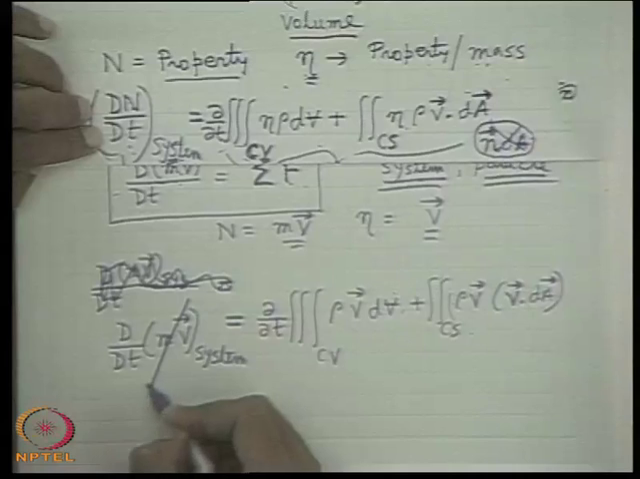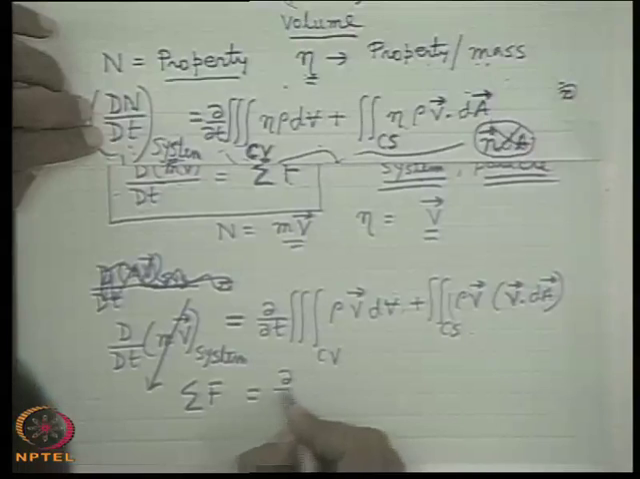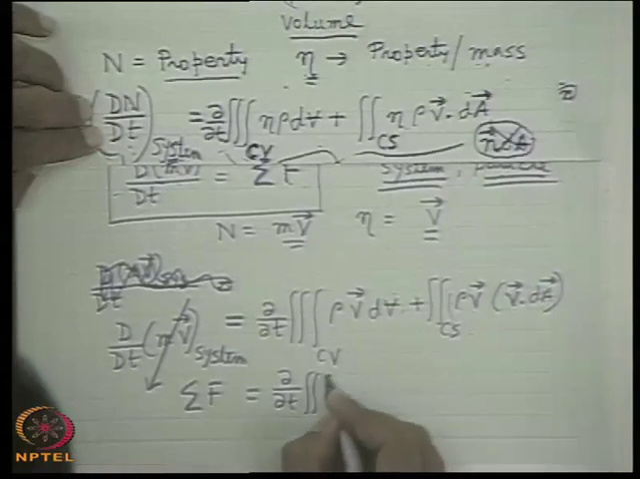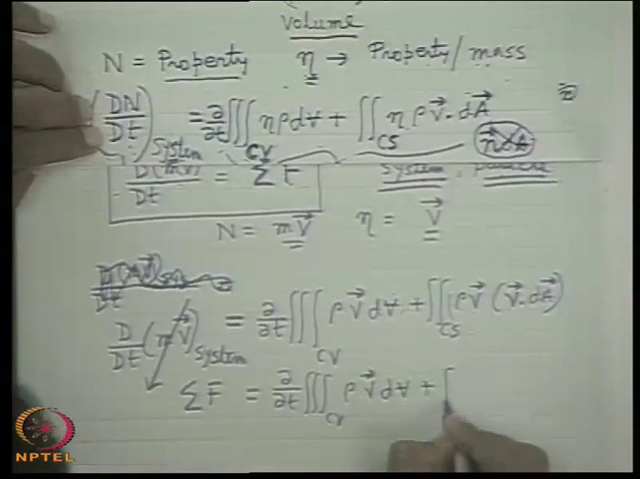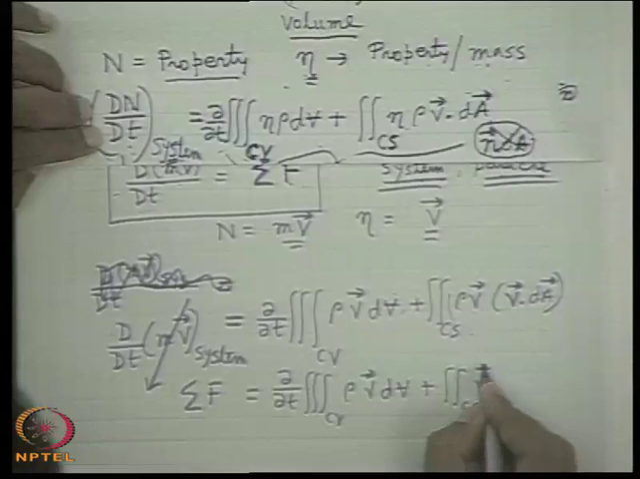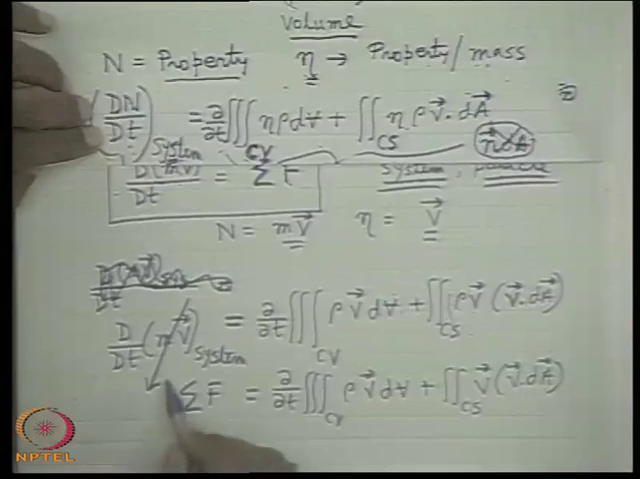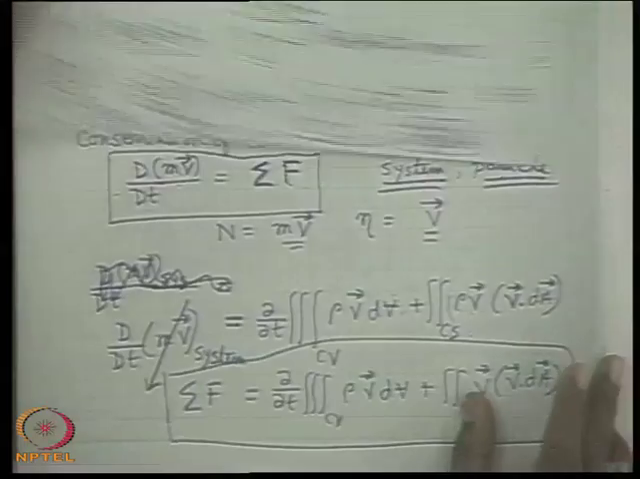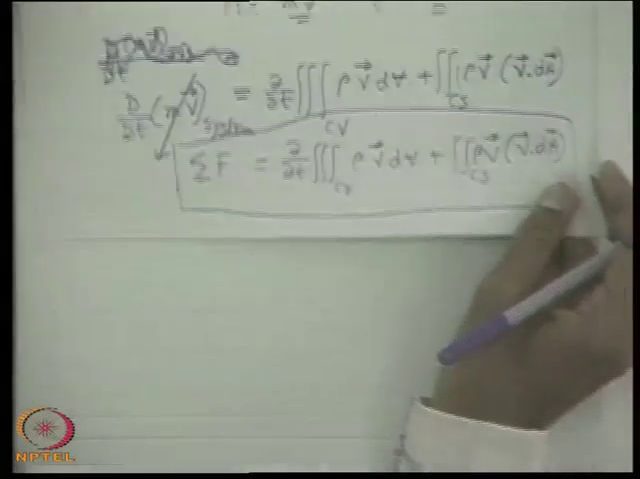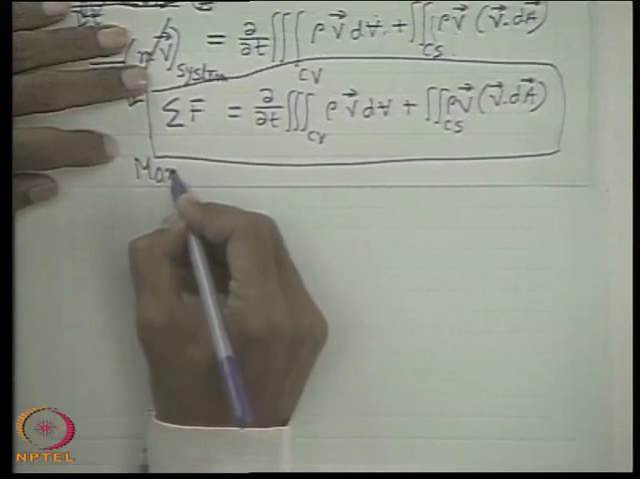Now, what is this? This is nothing but the sigma F. So therefore sigma F becomes equal to, I am writing it again because this is so important, the integral over the control volume of rho v dV plus the integral over the control surface of rho v, v dot dA. Rho was missing, correct. This is what is known as the momentum theorem.